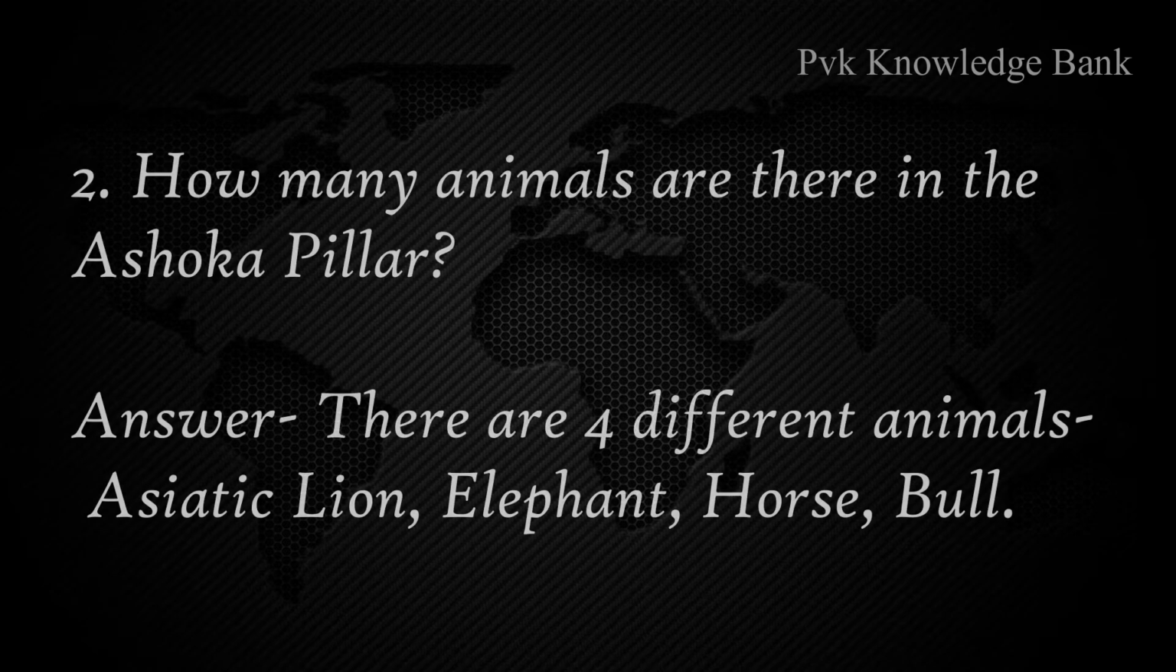Question number 2. How many animals are there in the Ashoka Pillar? Answer. There are 4 different animals: Asiatic lion, elephant, horse and bull.